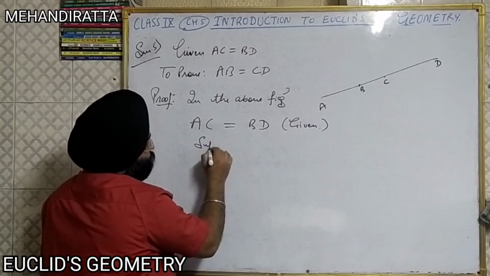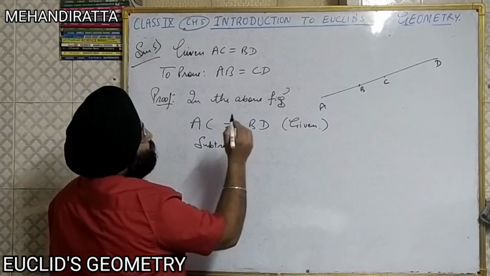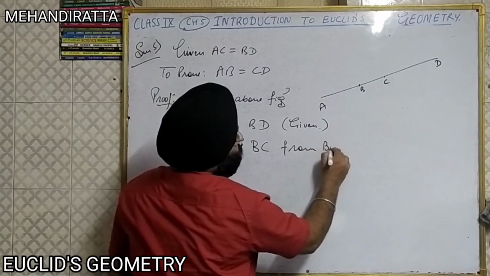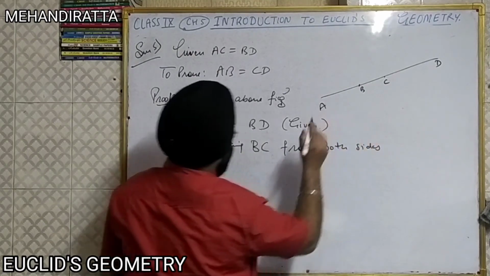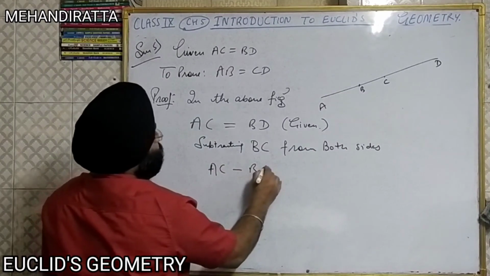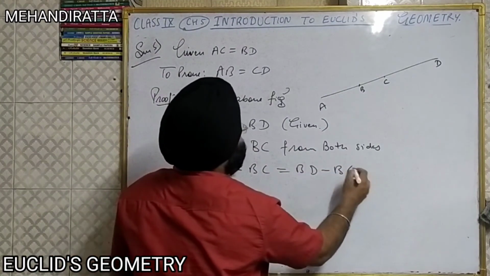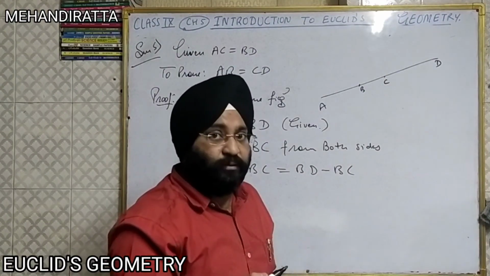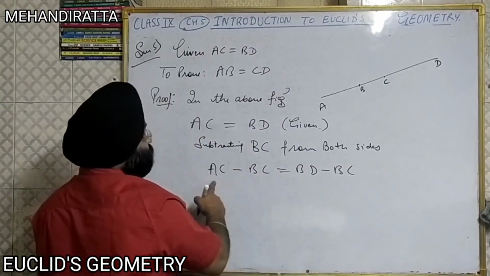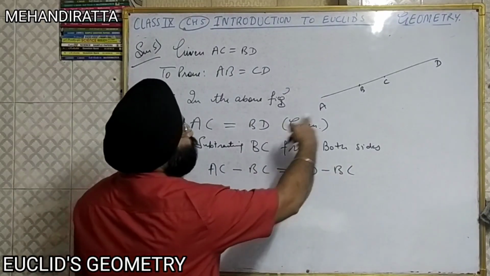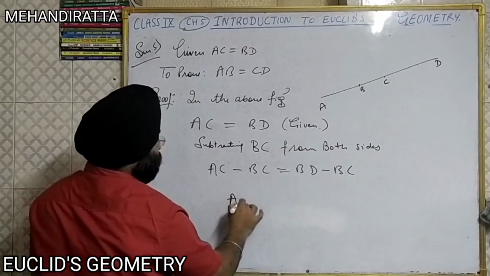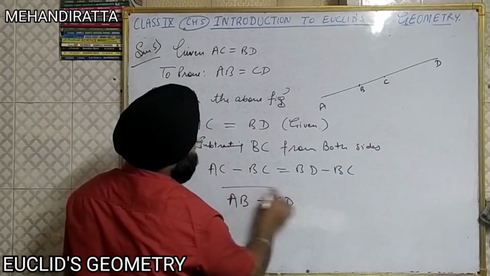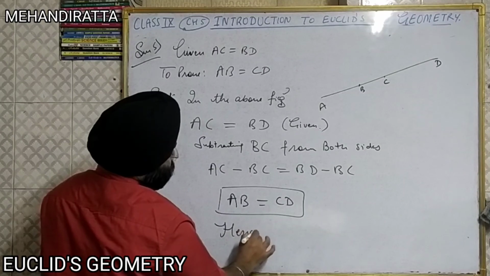Subtracting BC from both sides, AC minus BC is BD minus BC. What we will write: equals are subtracted from equals, the remainders are equals. AC minus BC is BD minus BC. Now what is AC minus BC? AB. And what is BD minus BC? That is CD. Hence proved.